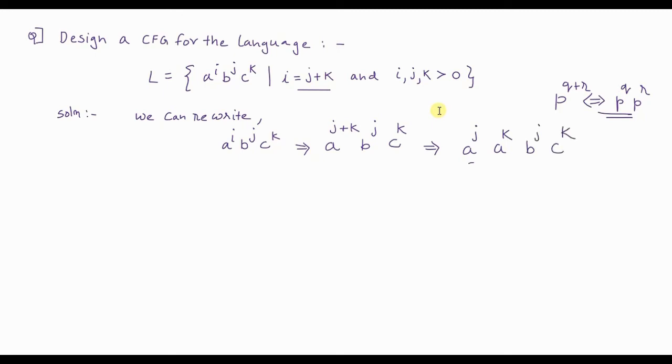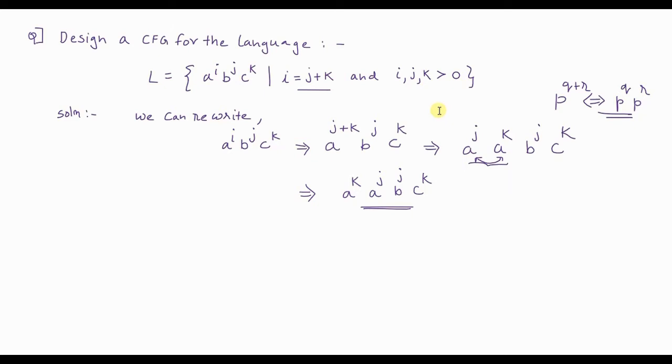Now we'll slightly shuffle the order of a raised to k and a raised to j. We'll shuffle their places so that the final string that we get is a raised to k, then a raised to j, then b raised to j and then c raised to k. So this is the kind of string that is supposed to be accepted by the language.